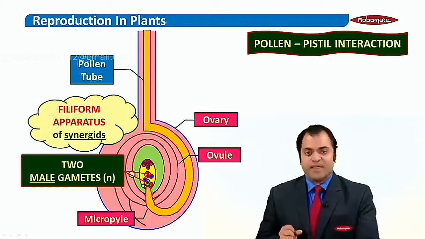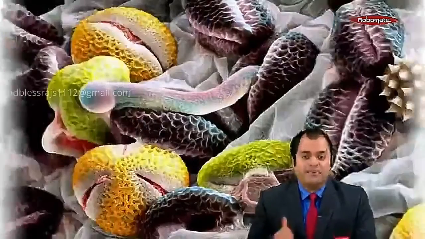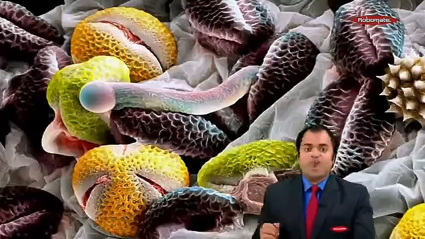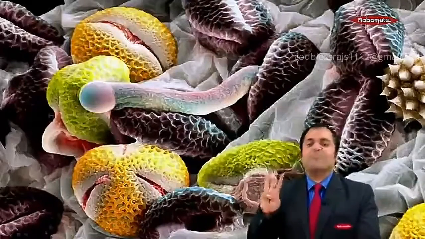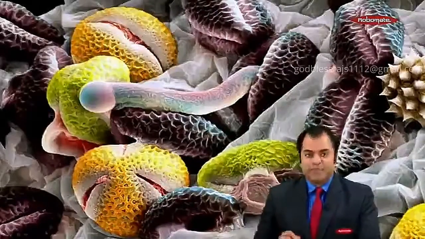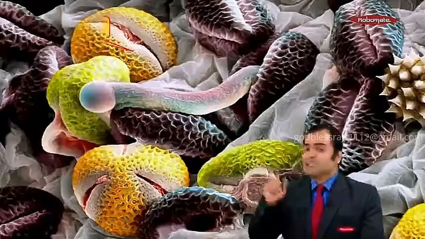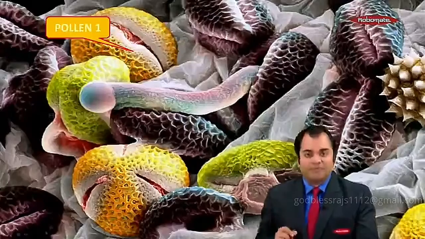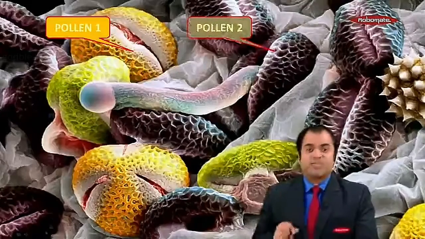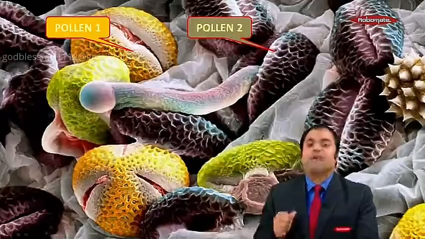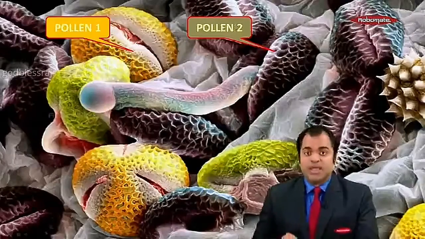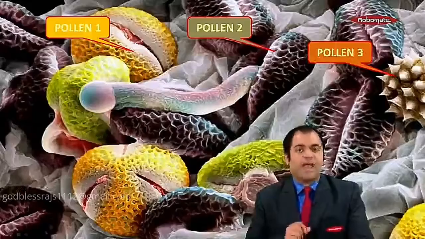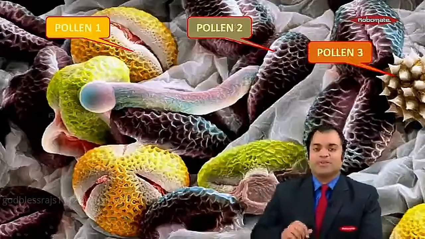Is it okay? Now let us see an example right behind my back. What I've shown you is a blown up image of 3 different types of pollen grains on the stigma. On the top you see a yellow pollen. I'm going to call that pollen number 1. Right above my head you see a purplish pollen. I'm going to call that pollen number 2. And then again right above me on the right you see a spiny pollen. I'm going to call that pollen number 3.